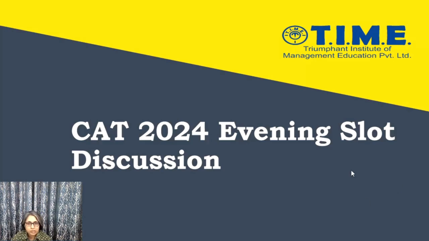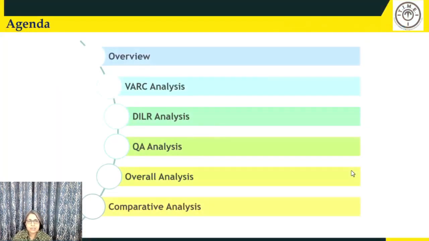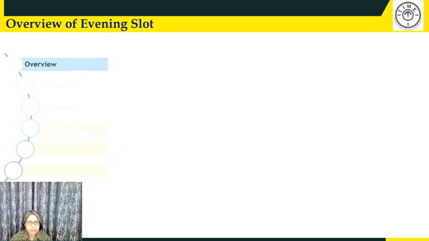So what we'll do in this video is we'll go section by section. There were 3 sections in the paper. So we'll look at VARC, DILR and Quant. We'll look at the overall analysis of the slot 3 paper and then also compare the slot 3 with the previous 2 slots of CAT 24 to give you an idea that whichever slot you took the paper in, how your number of attempts and number of marks can translate into what expected percentile. Let's start with section 1.